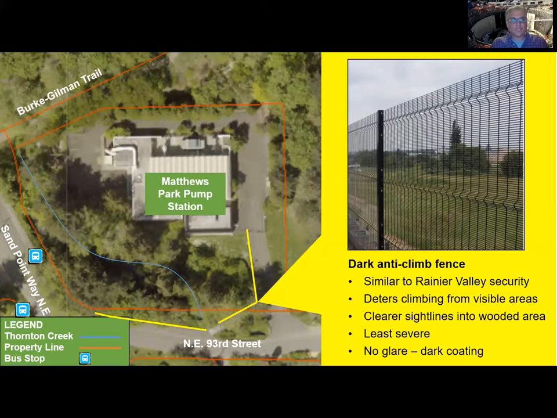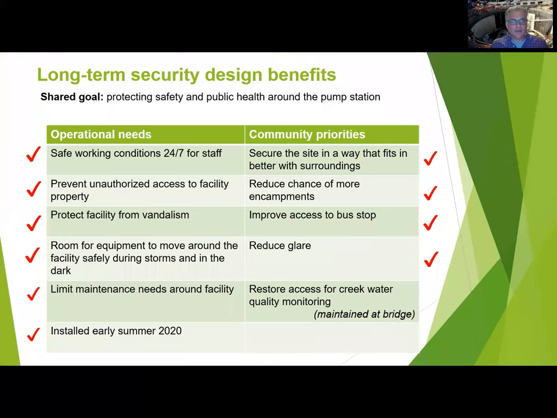So those are the three prongs of the approach. We think taken together, they give us a great opportunity to meet all of the operational needs as well as the community priorities. We'll be able to secure the site in a way that fits in better. It will reduce glare. It won't be as severe looking. And it will also, just as importantly to the community, reduce the chance for more encampments. Similarly, it will allow our teams who are out there sometimes at night and after hours to have a safer work environment and will protect the facility itself from vandalism or theft.